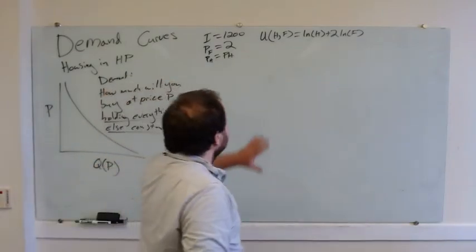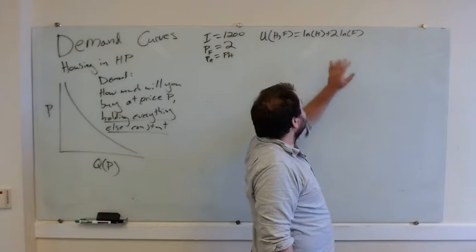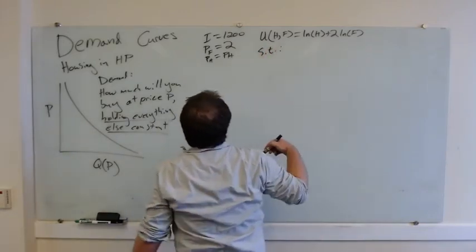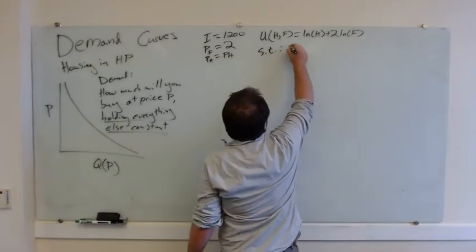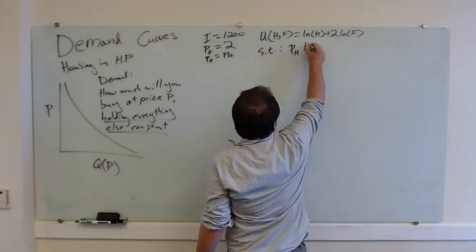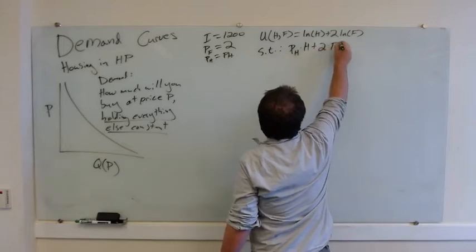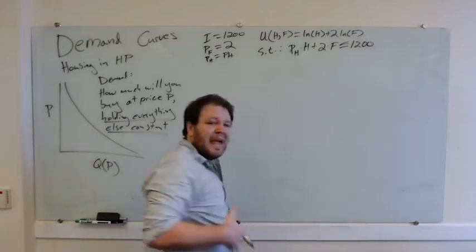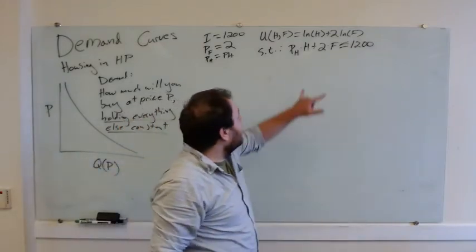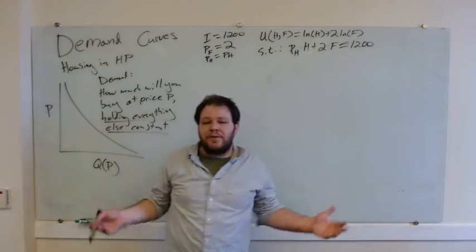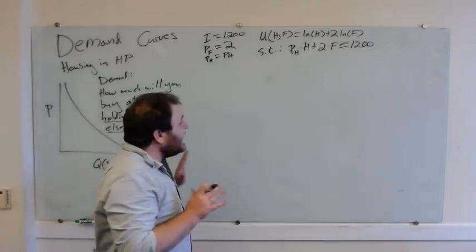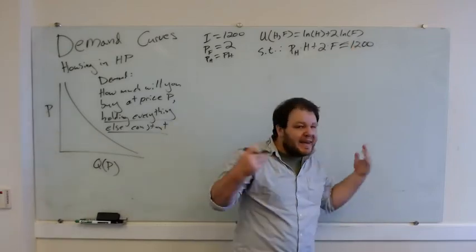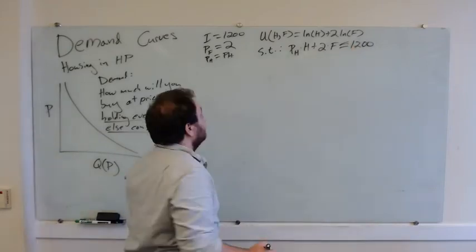Right, so we'd say let's maximize our utility, given by log h plus 2 log f, subject to our budget constraint, which is going to be pH times h plus 2 times f has to be less than or equal to 1200. Right? How do we solve this thing? Well, we know that these are Cobb-Douglas preferences. We don't have any sort of kinks or anything unusual. We know that we can't have a corner solution because if we had no housing or no food, our utility would be negative infinity. So we can just look for an interior solution.